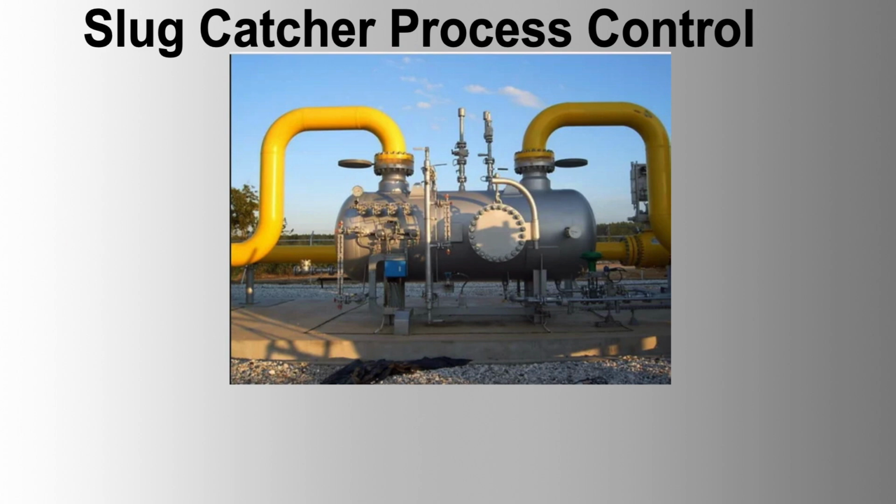Mechanism: use level transmitters to monitor the liquid level within the slug catcher and adjust the liquid outlet control valves accordingly. Example: if the liquid level rises above the set point, the liquid outlet valves are opened to drain excess liquid, ensuring effective separation and preventing overflow.